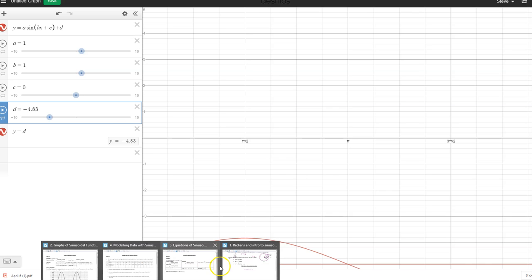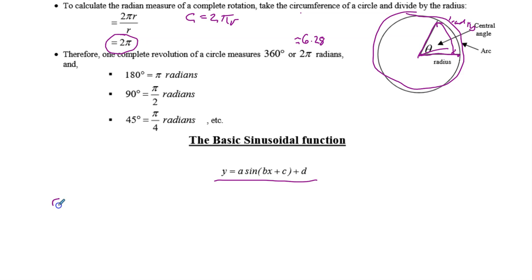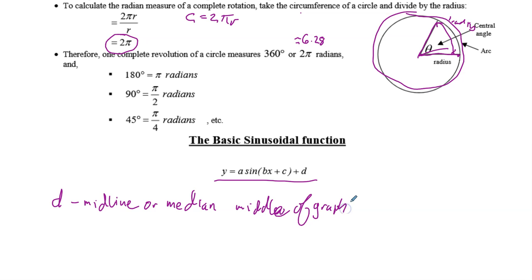We'll go back here, and we'll go to radians. So D is the middle of the graph, the midline, or another name for the middle is the median. Like the strip down the middle of a road is called the median. So it's the midline or the median. It's the middle of the graph. And as D changes, it moves the graph up or down.